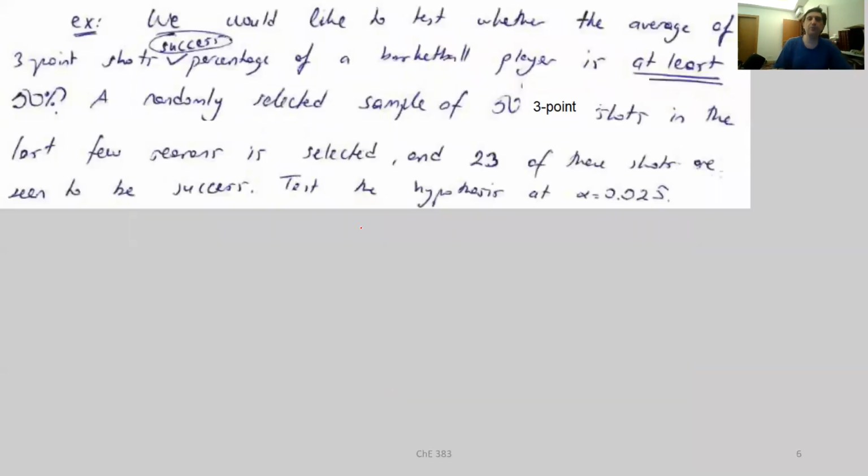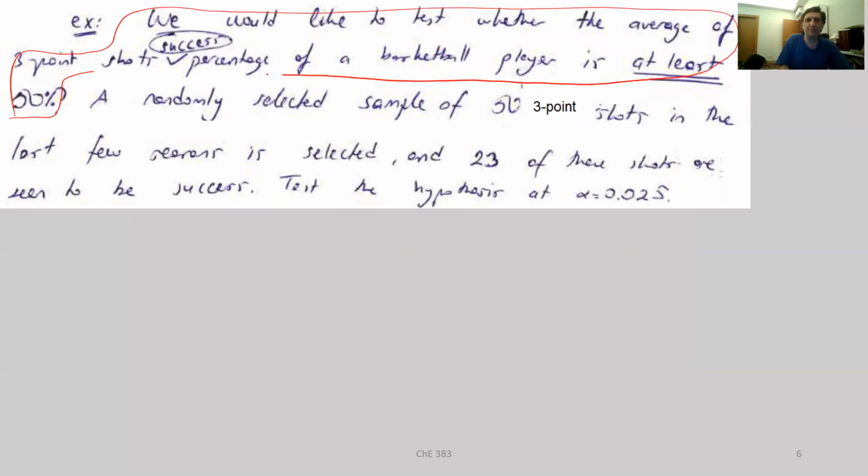So, a simple question. We would like to test whether the average 3-point shot success percentage of a basketball player is at least 50%. Well, actually, after I have been using this question for pretty many years, I know that this is a stupid question. The reasoning is this: if you would like to test the average of 3-point statistics of a certain player, we can easily find the population mean value, because we usually have all the historical data. So let's make this question more realistic.